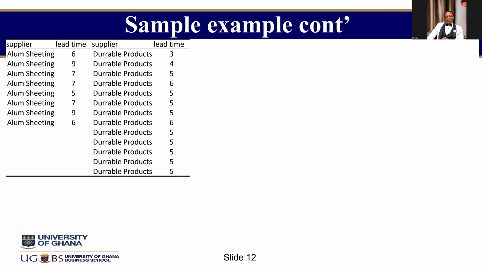And therefore, they need to check the time it takes. So look at some of the times it takes. It takes 6 minutes, or let's say 6 hours, to get the first order from alum sheeting. It takes 3 minutes to get the order from durable products. It takes 9 minutes to get a second item from alum sheeting. It takes 4 minutes to get a second item from durable product, and then on and on.